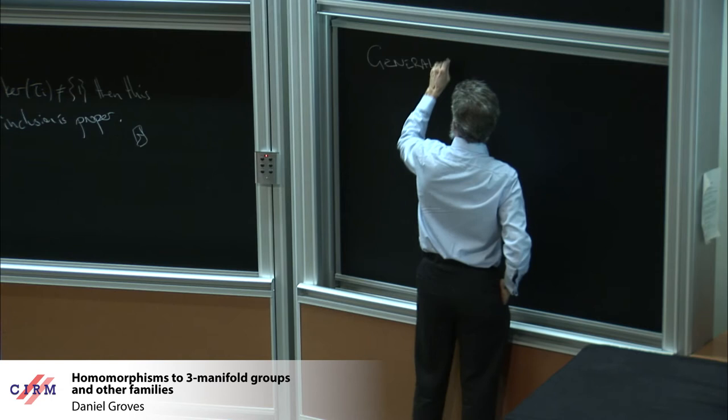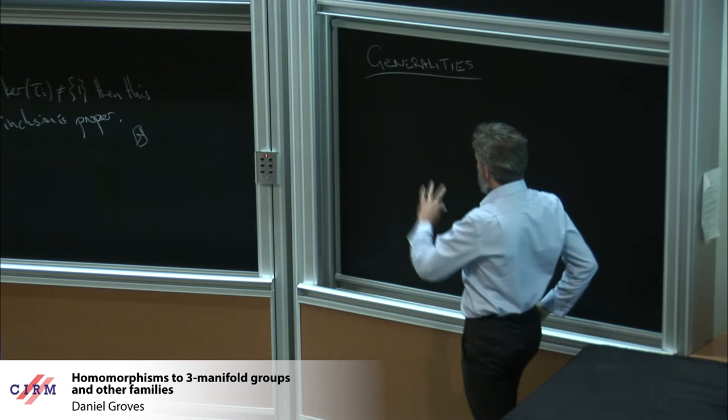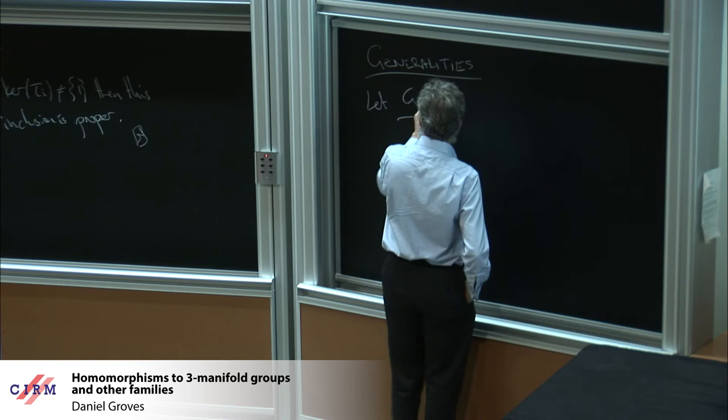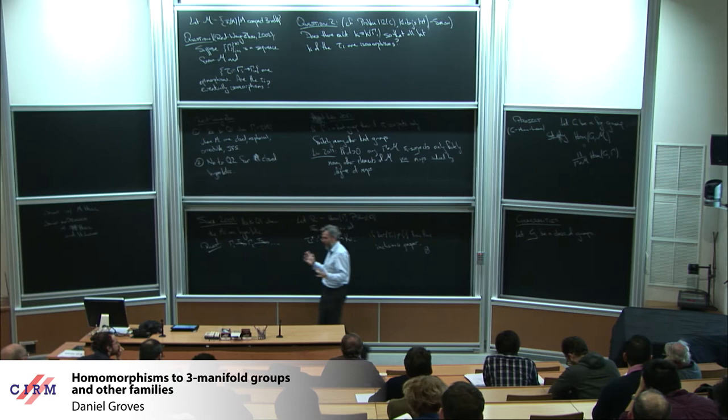But I want to go even a little more general. I stopped my domain group being a three-manifold group. Now I'm going to stop my targets being three-manifold groups for a while and just talk about general homomorphisms between groups. So let script G be a class of groups, and then of course now we can't say anything about the set of homomorphisms from G to gamma, but there's various general things that we might want to do.